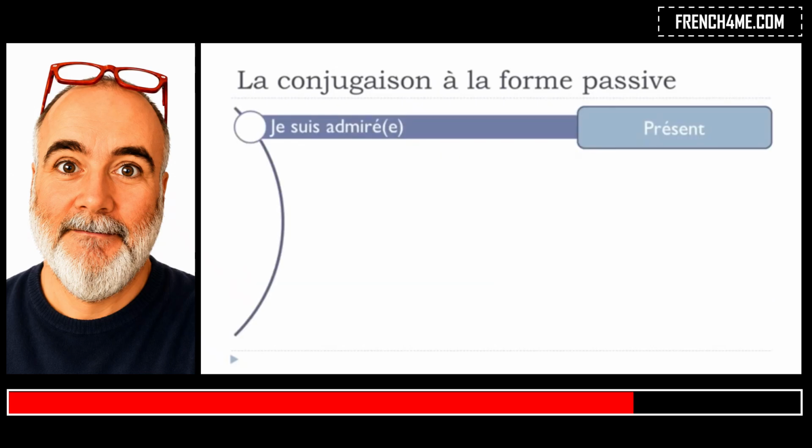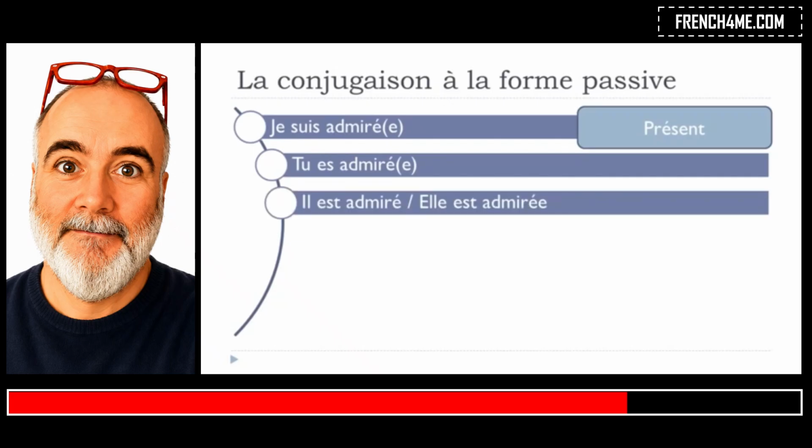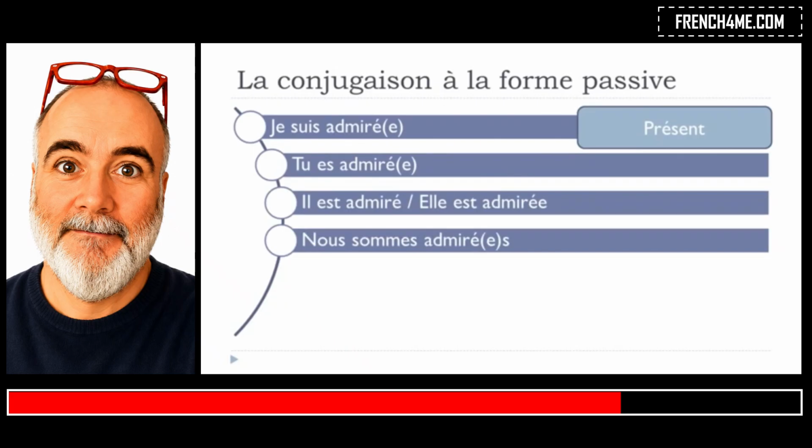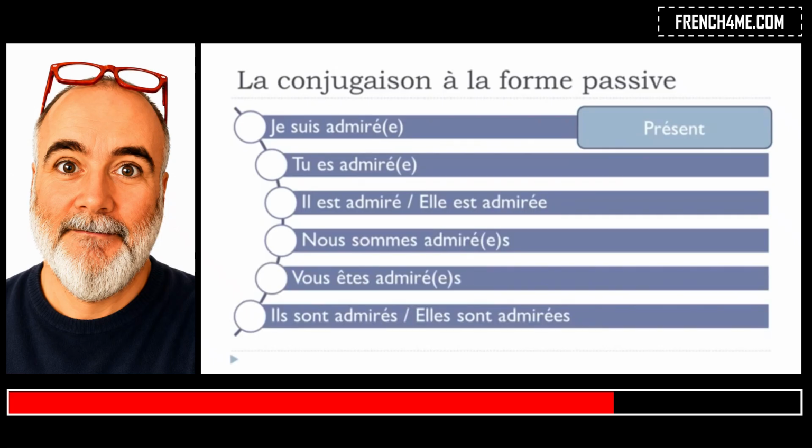Présent, so it will be je suis admiré. Tu es admiré, il est admiré, elle est admirée. Nous sommes admirés, vous êtes admirés, ils sont admirés, elles sont admirées. Alright, so as you can see, être will be the only thing that will change here.